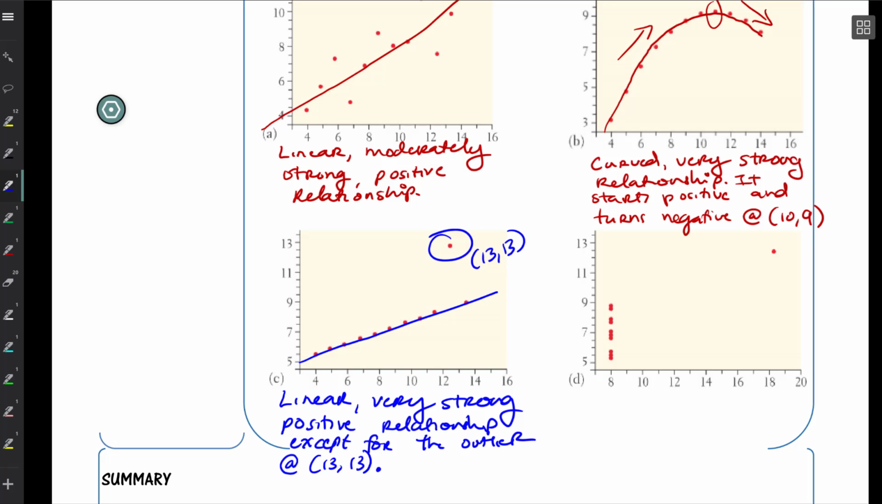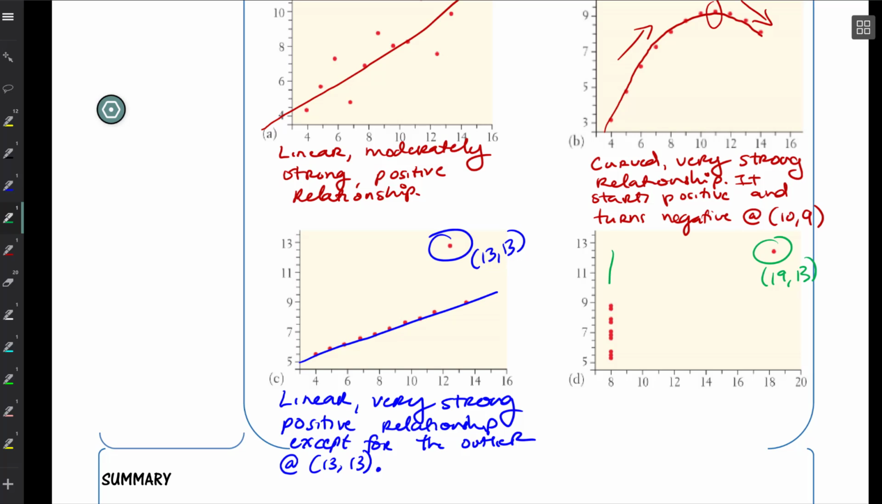Okay, and at this point we don't need to worry too much about what the calculation is for an outlier. Just by visual inspection you can see if something is unusual and identify it as such. Next, it looks like we've got another outlier hanging out over here at about 19, 13, roughly.